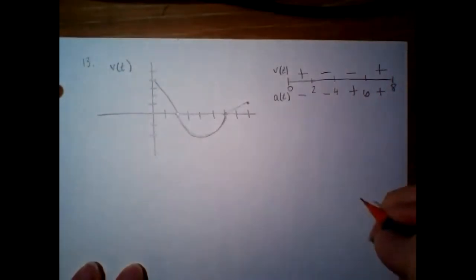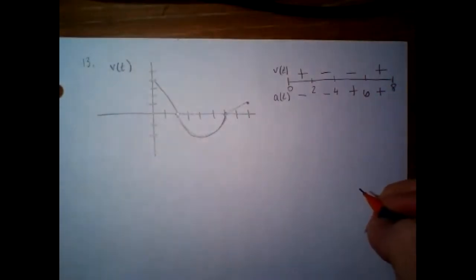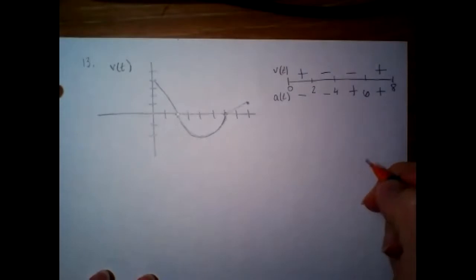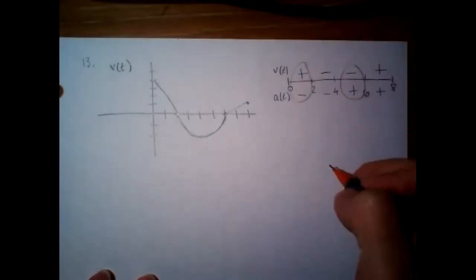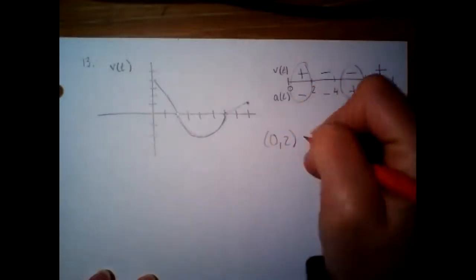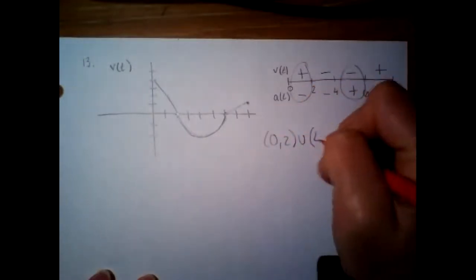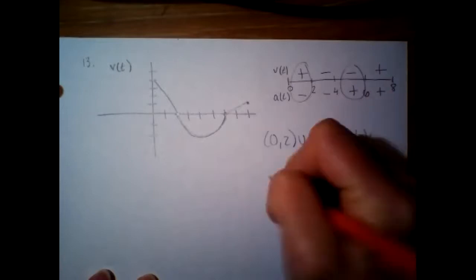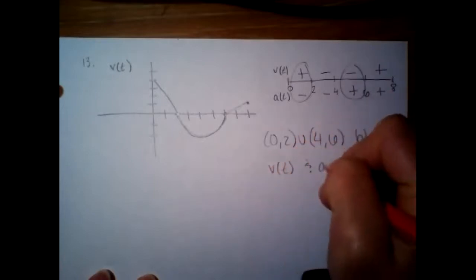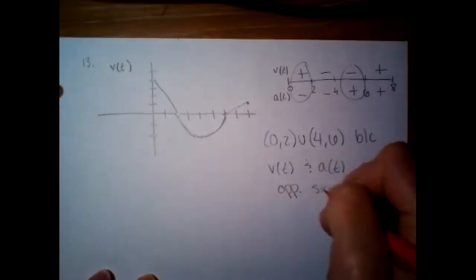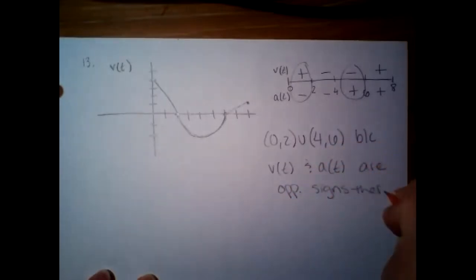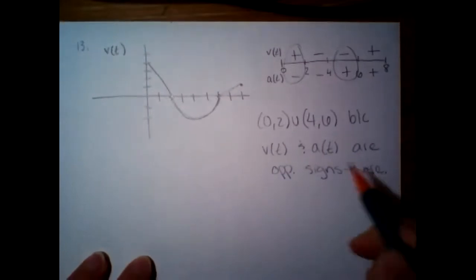And so 13 was asking, when we look back at it, speed is decreasing. So that would be when velocity and acceleration are opposite signs. So that is going to be from 0 to 2 and from 4 to 6, because velocity and acceleration are opposite signs there.